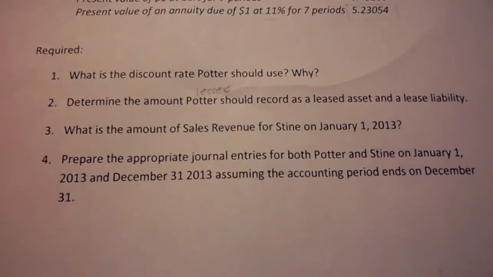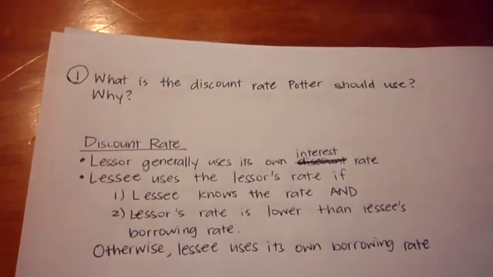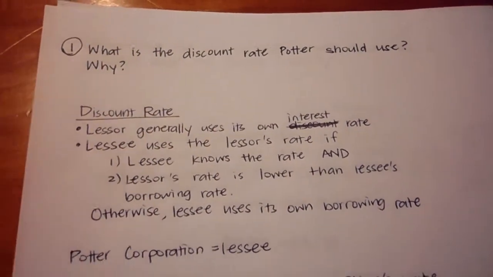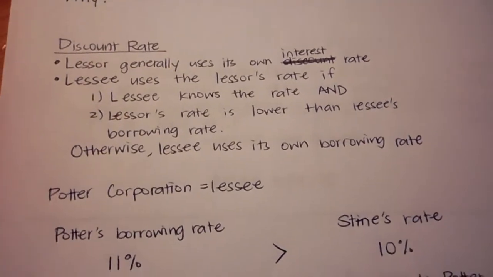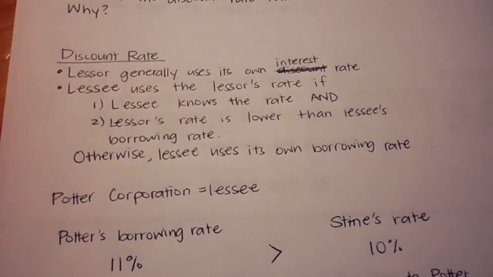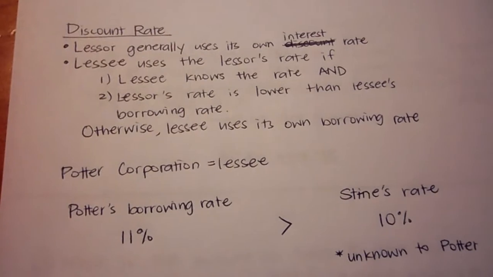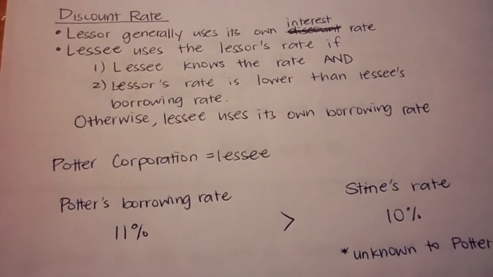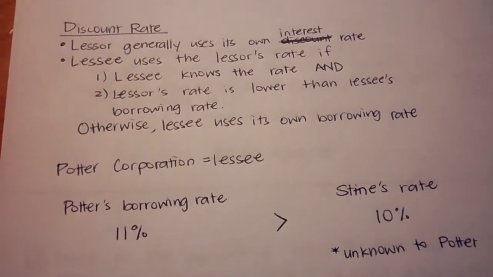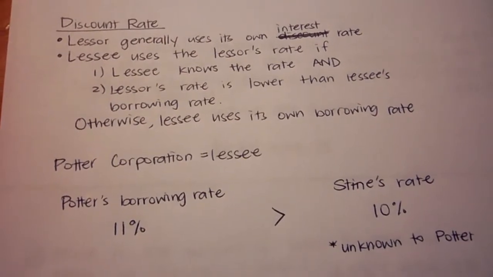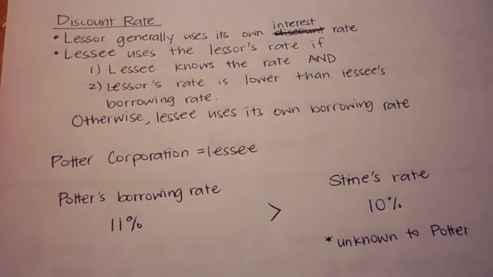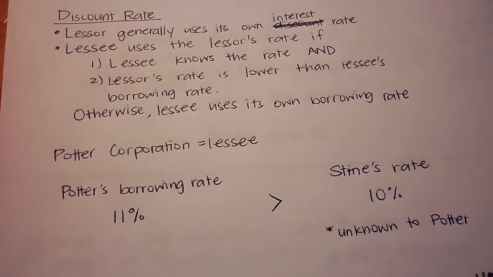The requirements. Requirement number 1. What is the discount rate Potter should use? Discount rates. The lessor generally uses its own interest rate, and the lessee uses the lessor's rate if 1. the lessee knows the rate, and 2. the lessor's rate is lower than the lessee's borrowing rate. Otherwise, the lessee uses its own borrowing rate.